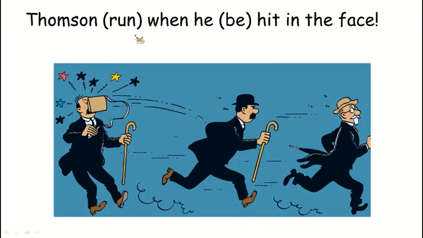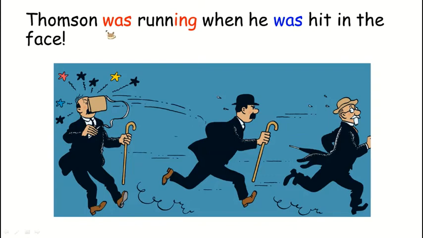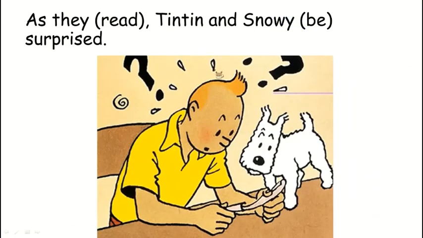Now Thompson running when he, verb to be, hit in the face. So here I have the long action and here I have the short action. Long action, past continuous. Short action, past simple. And I have also "when". "When" always comes before the past simple. So Thompson was running when he was hit in the face.